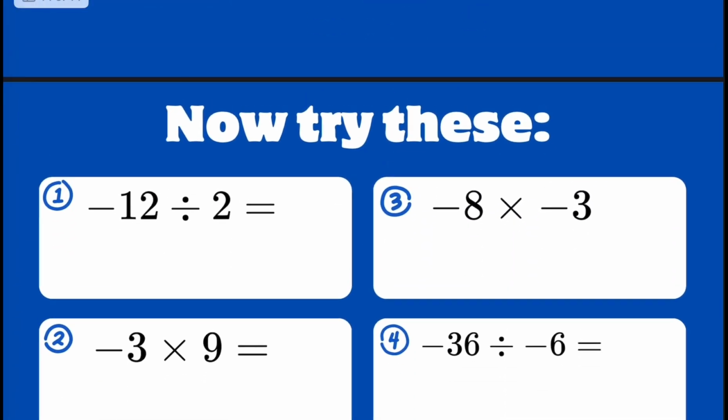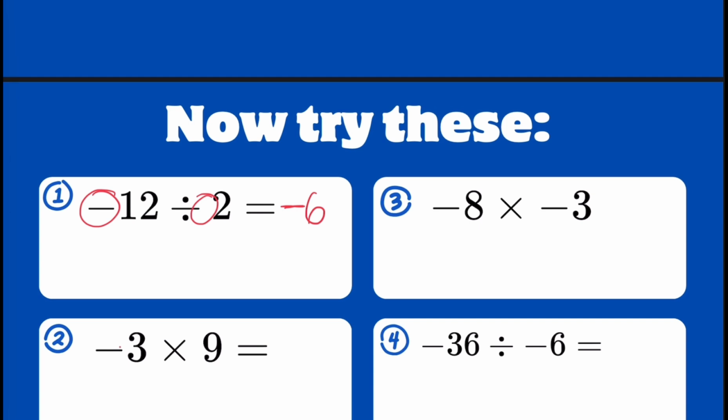So now take a moment and pause the video and try these out. And when you're ready, unpause it and we'll go through them together. Negative 12 divided by 2. 12 divided by 2 is 6. And we have different signs. We have one negative and one positive, which means we keep the negative. So we're going to have negative 6.